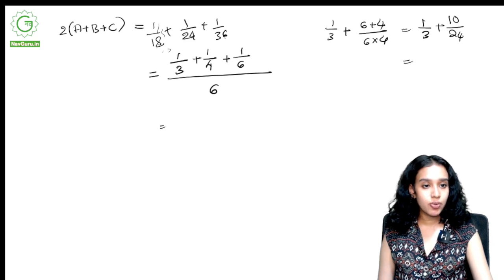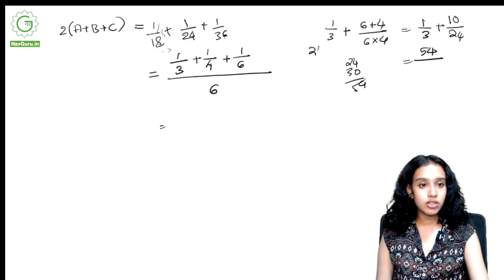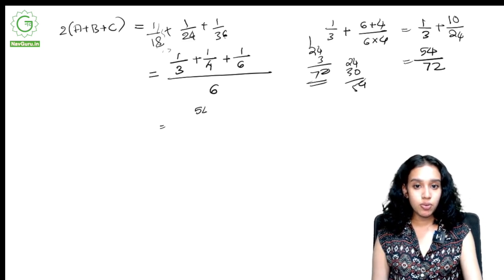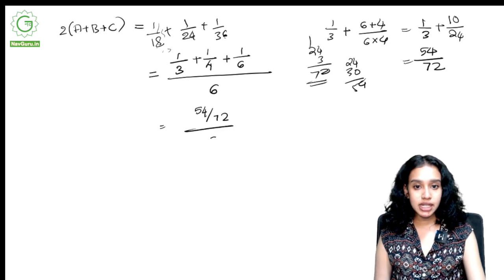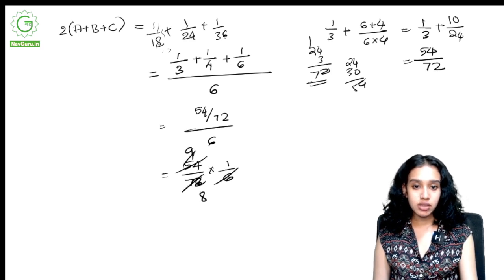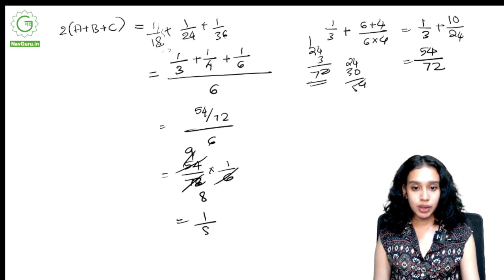Now 24 plus 30, we have 54 divided by 24 into 3: 4 3s are 12, 3 2s are 6 and 7, 72. So we have 54 by 72 divided by 6, which is equal to 54 by 72 into 1 by 6. And 6 and 54 cancel out to be 9 times, and 9 and 72 to be 8 times. So it's 1 by 8.